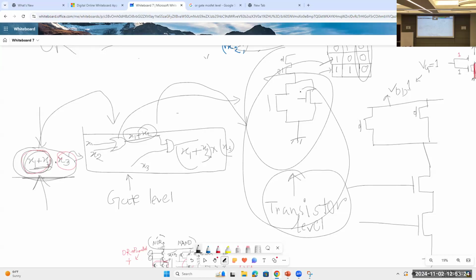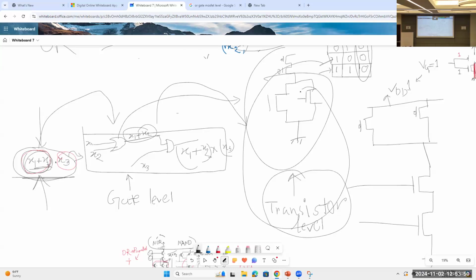One popular software that the whole industry uses is called Cadence. You can give Cadence the function. If you need a gate level implementation, Cadence will generate a gate level implementation for you. If you need a transistor level implementation, Cadence will give you the transistor level implementation.